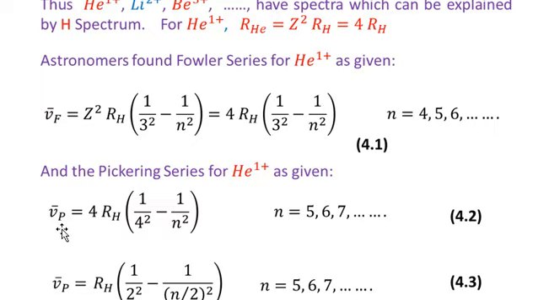atom, and the Pickering series is represented by capital P as a subscript on the wave number nu bar. So we have nu bar with a subscript P equal to 4 times the Rydberg constant of the hydrogen atom, and within the parentheses we have 1 over 4 to the power 2 minus 1 over n to the power 2. So this is the formula that explains the Pickering series obtained from singly ionized helium, and the principal quantum number n varies in this formula as n equal to 5, 6, 7 and so on, as given in equation number 4.2.